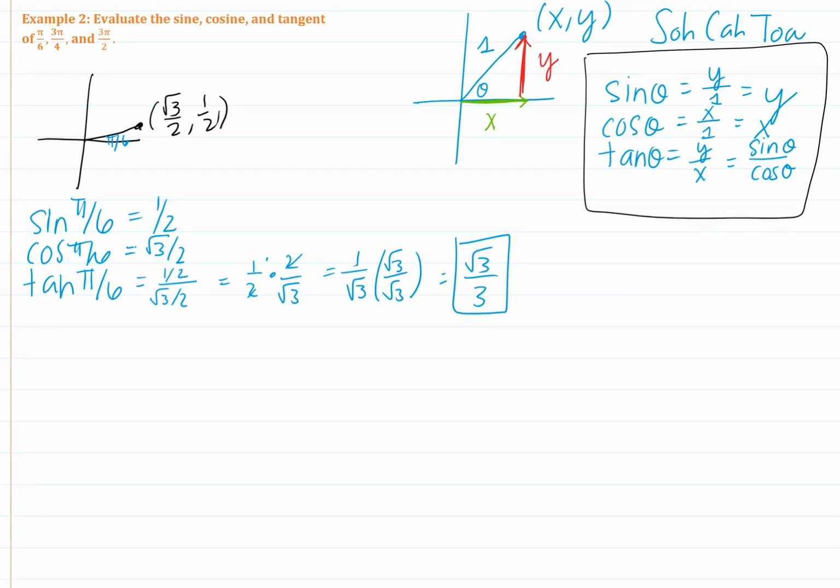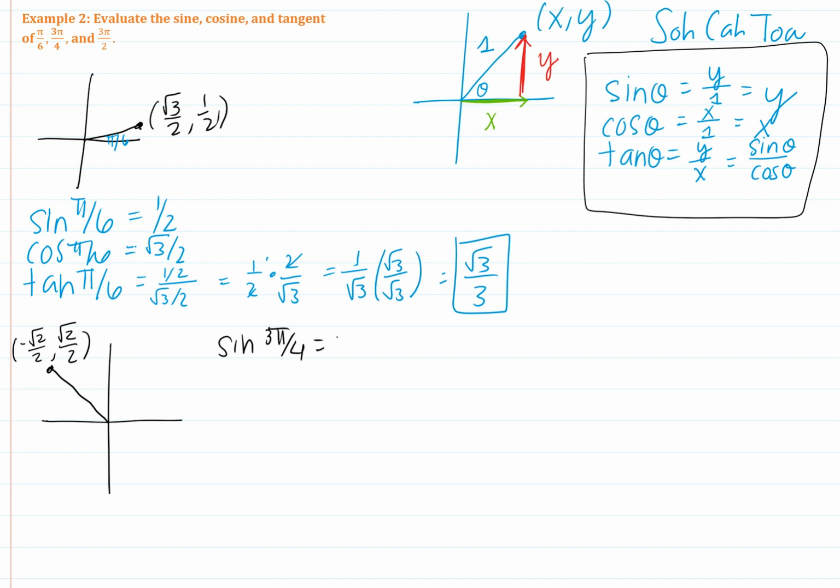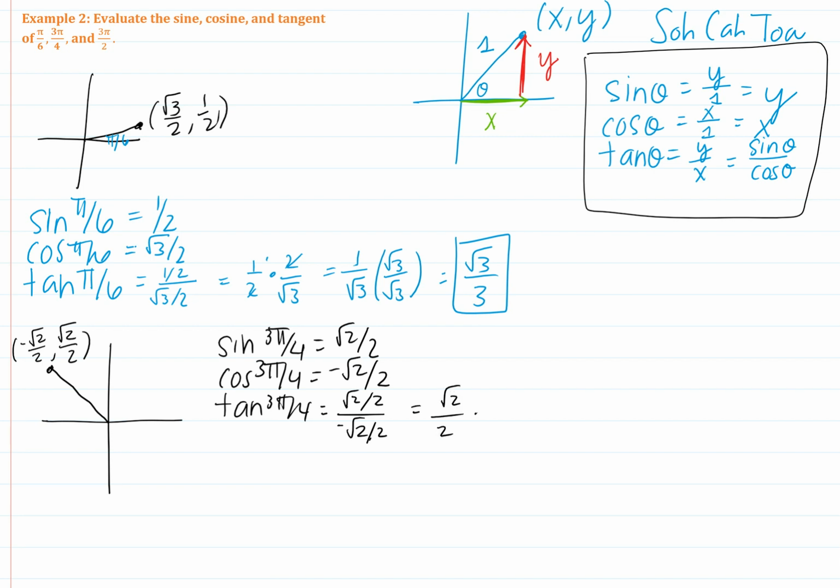Okay, so let's take a look at 3 pi over 4. Well, that's in the second quadrant, halfway between the axes. So its coordinate pair is negative root 2 over 2, positive root 2 over 2. So the sine of 3 pi over 4 is just its y value. And the cosine of 3 pi over 4 is simply its x value. And the tangent of 3 pi over 4 is sine over cosine. We can divide by multiplying by the reciprocal. This cancels. We're left with just negative 1.